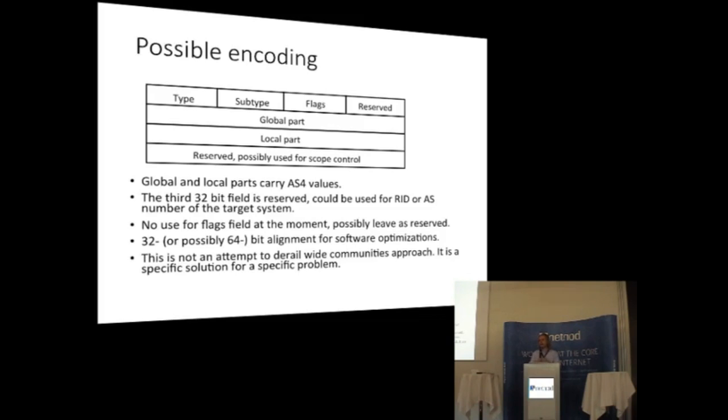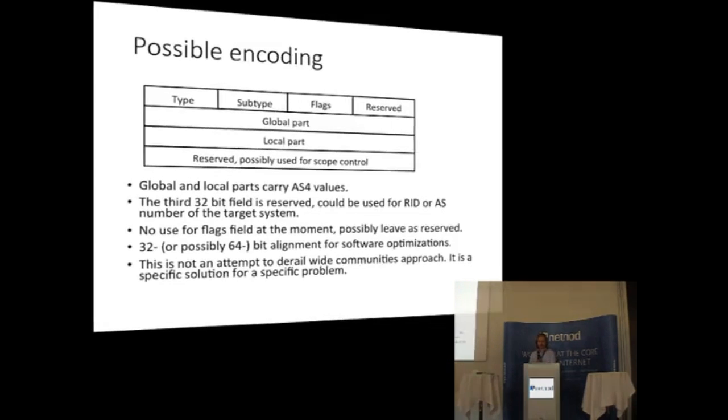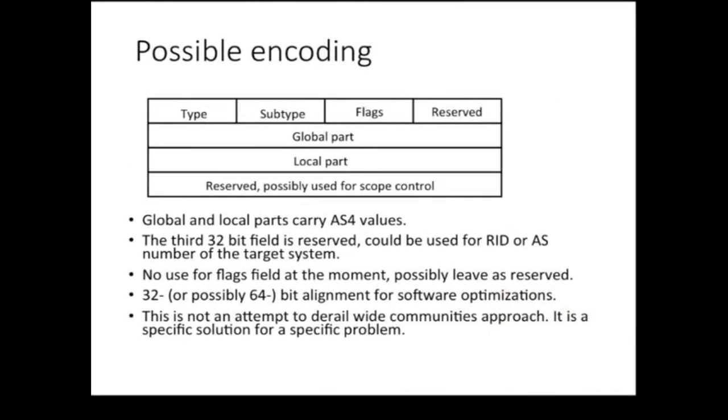Another benefit which can come mostly for free is the ability to align the fields at the machine word boundary, 32, possibly 64 bits. That is definitely a plus for software implementations. So this seems to be one of the possible, not necessarily the single one, solutions for how to encode the 64-bit communities on the wire.